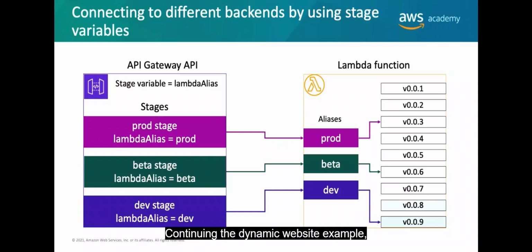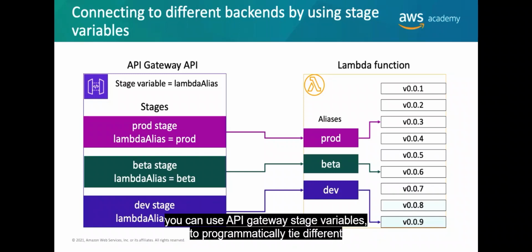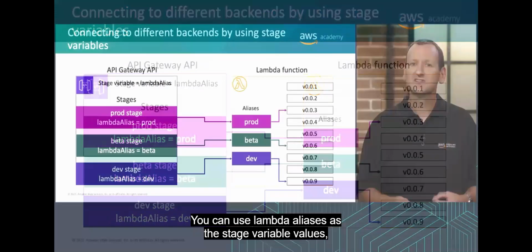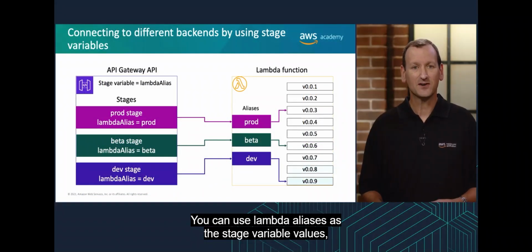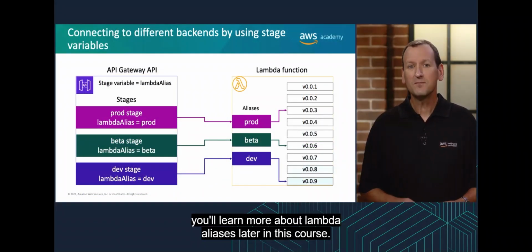Continuing the dynamic website example, you can use API Gateway stage variables to programmatically tie different API versions to different versions of your Lambda functions. You can use Lambda aliases as the stage variable values. You'll learn more about Lambda aliases later in this course.